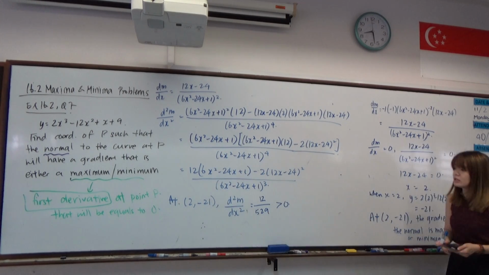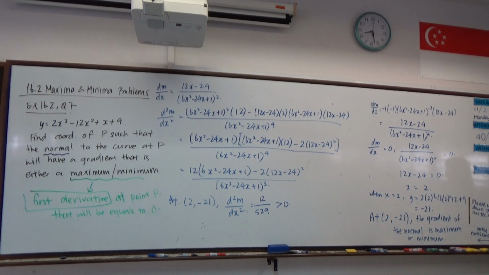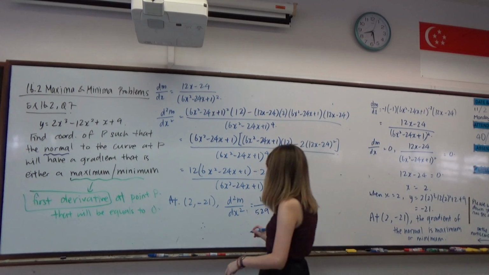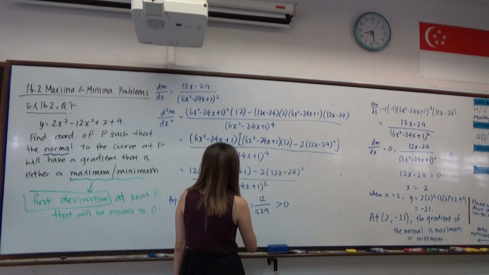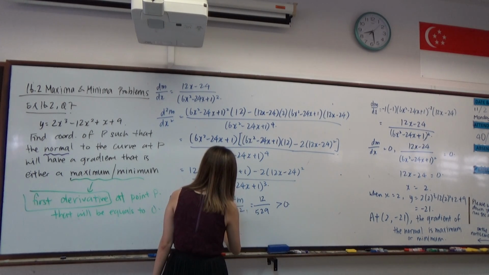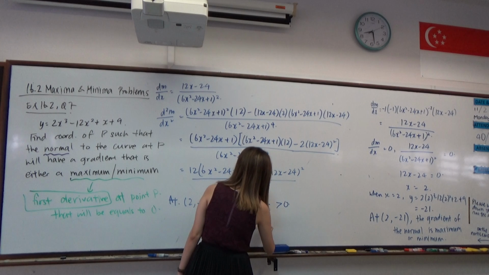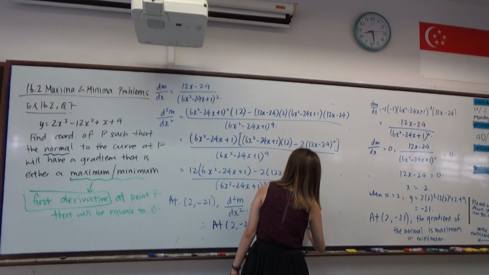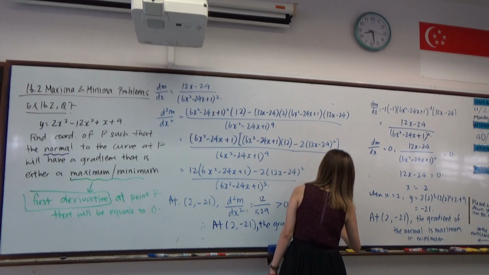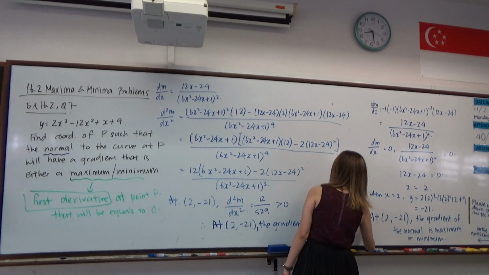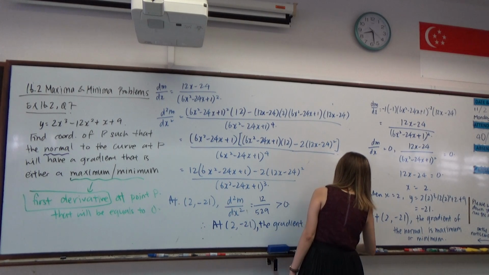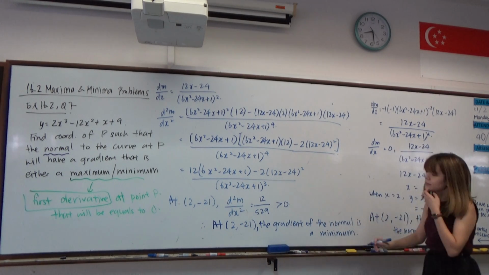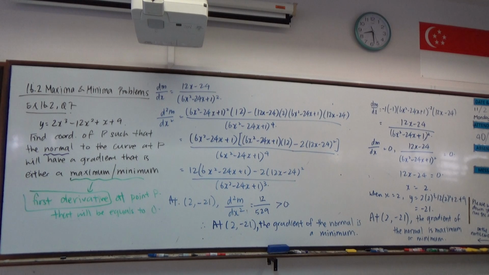Okay, so we find that the second derivative is more than 0. And then after that, since it's more than 0, it will be a minimum. A minimum value. It's a minimum value.